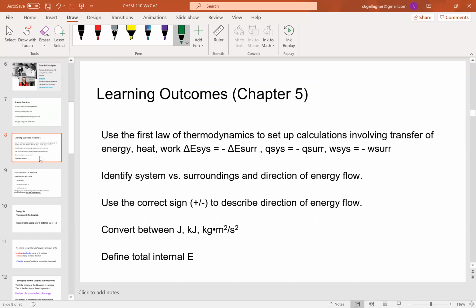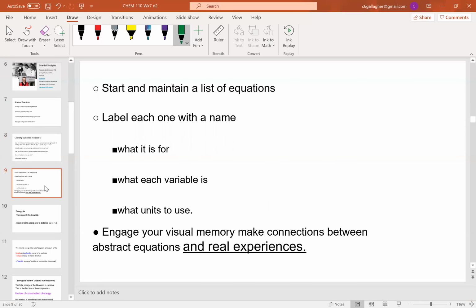So we're going to talk about our system versus our surroundings. And then we're going to think about the direction of energy flow. And then we're going to use the correct sign, so positives and negatives, to describe the direction of energy flow. We're going to convert between joules, kilojoules, and calories, and then we're going to be able to define total internal energy.